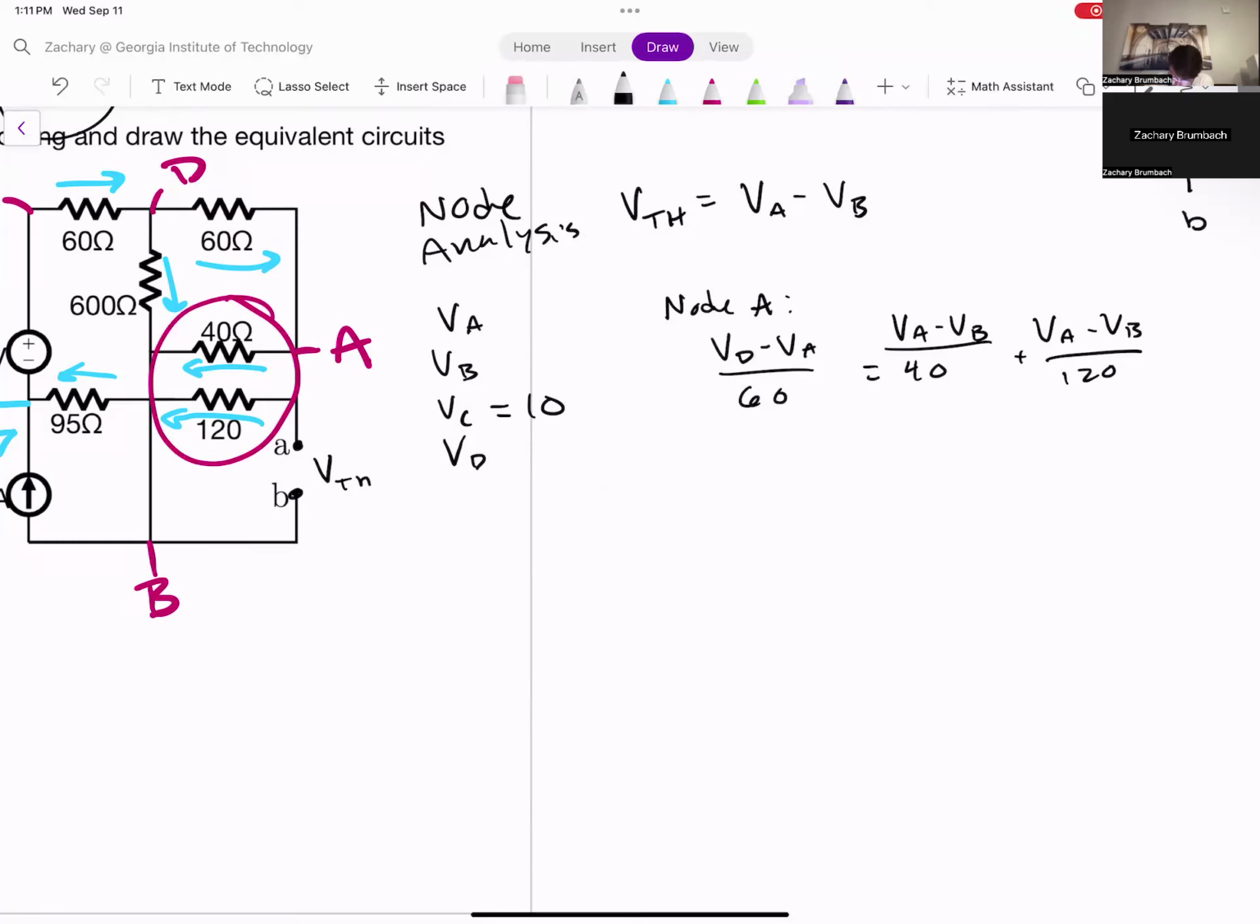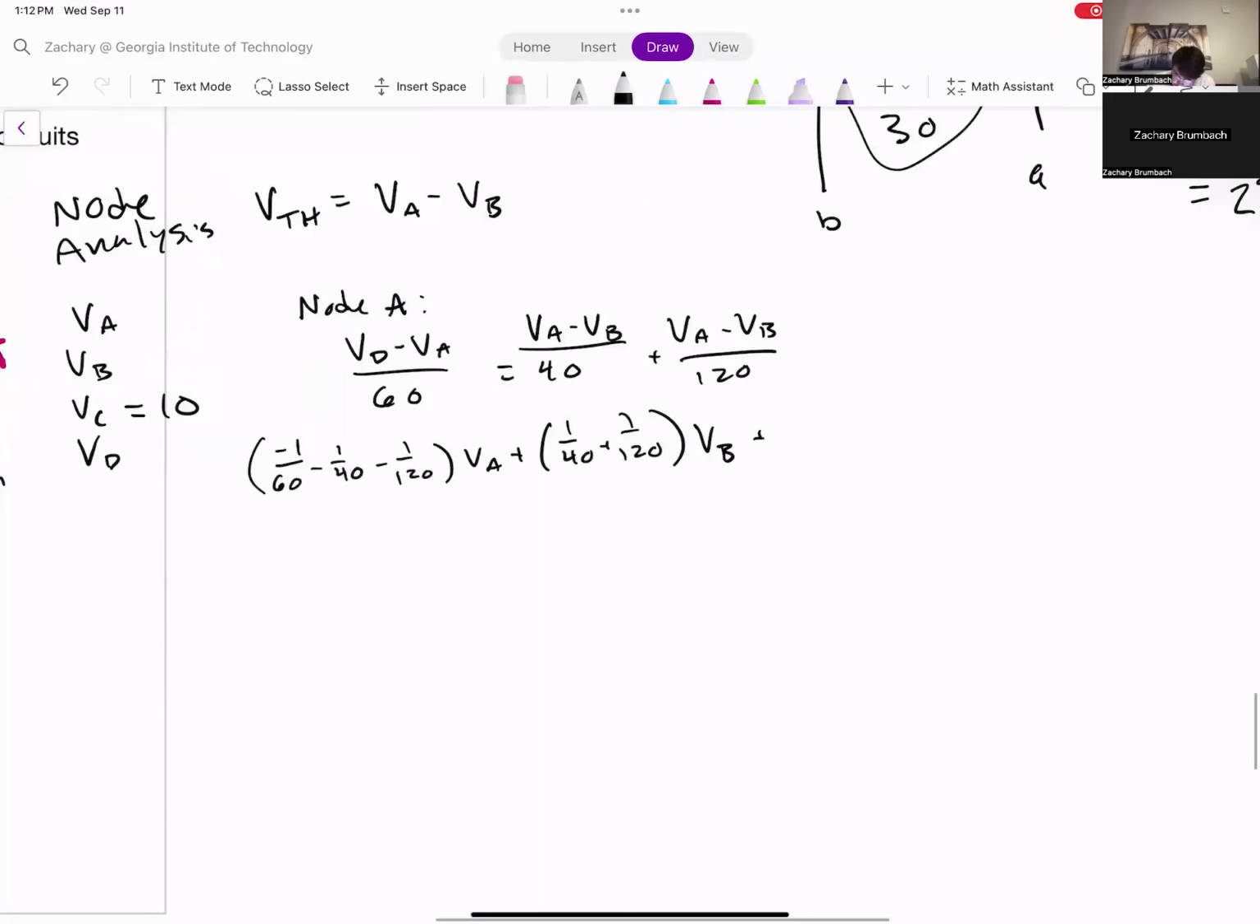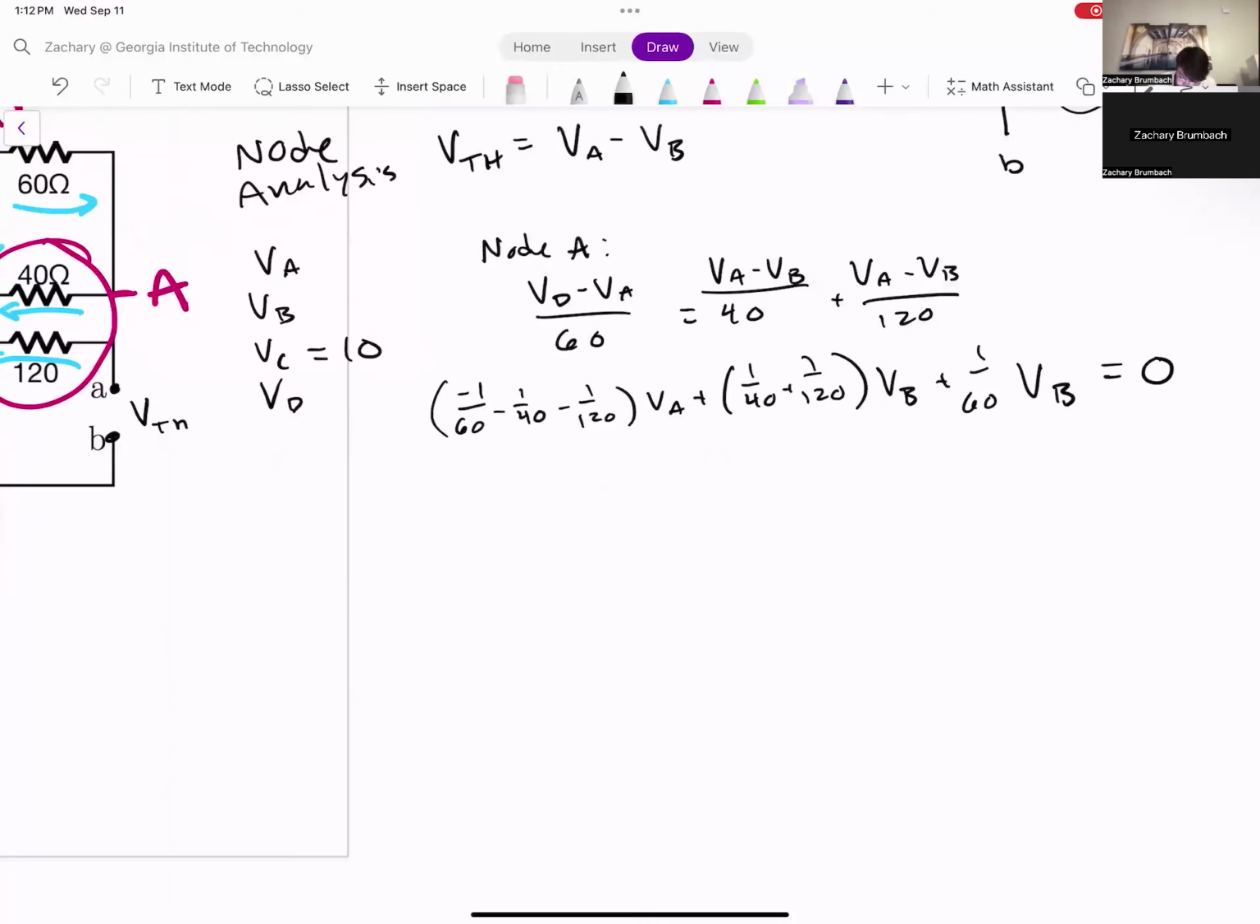And I'm actually going to reorganize this. So I'm going to put all of my variables on one side. This is going to be minus 1 over 60, minus 1 over 40, minus 1 over 120 times VA, plus 1 over 40 plus 1 over 120 VB, plus 1 over 60 VD is equal to 0. That makes sense why I'm doing this when it gets a little later.